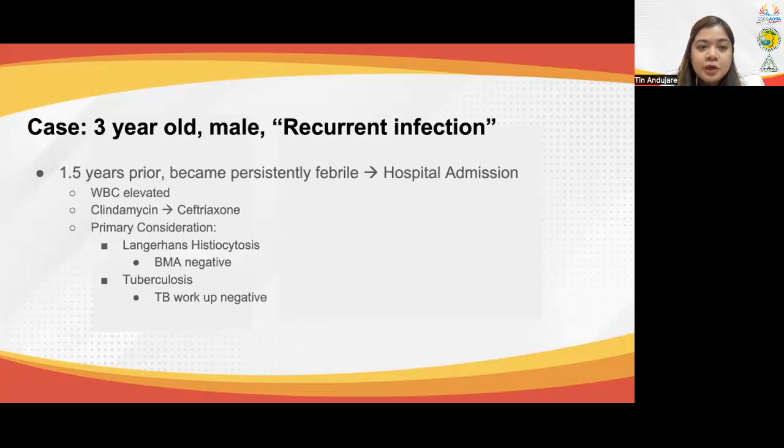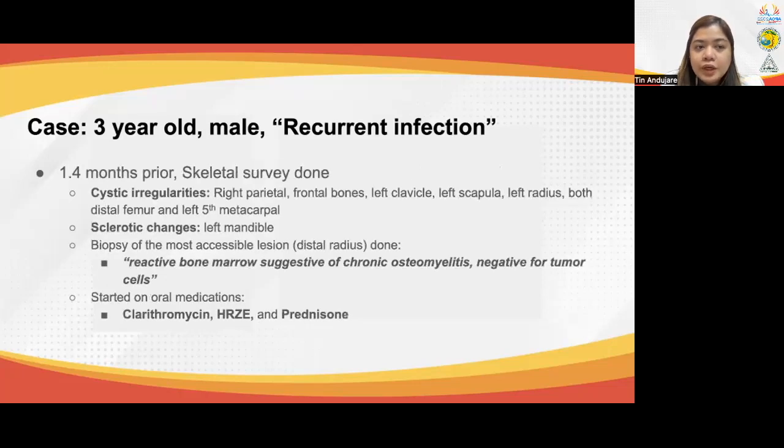He was then treated with empiric antibiotics, clindamycin, which was eventually shifted to ceftriaxone, with the primary considerations at this point being Langerhans cell histiocytosis and pulmonary tuberculosis. Both bone marrow aspiration and TB workup done at that point yielded negative results. 1 year and 4 months prior, the workup continued.